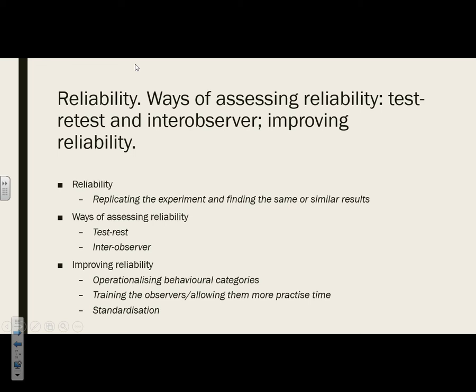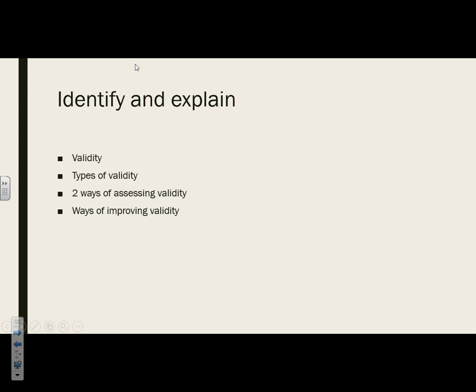Improving reliability, so we've got, you can operationalise the behavioural categories, make them more specific, you can train observers more to make them better, and also you can make everything standardised. So the best way to make something reliable is to standardise it. Identify and explain validity, the different types of validity, 2 ways of assessing validity and ways of improving validity. Pause the video here.